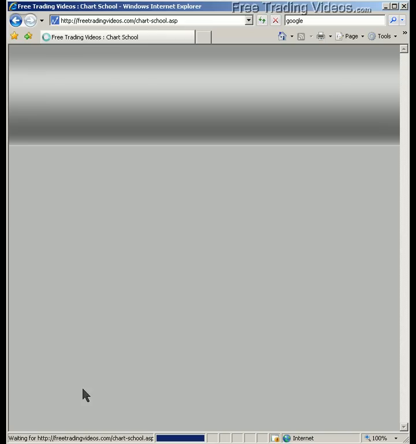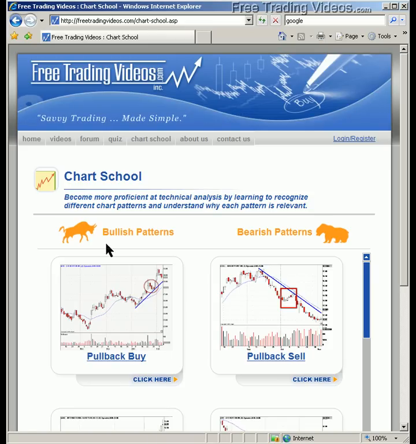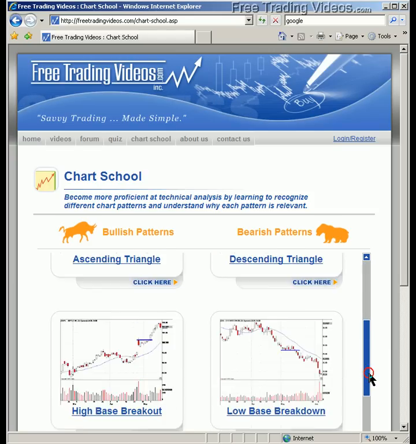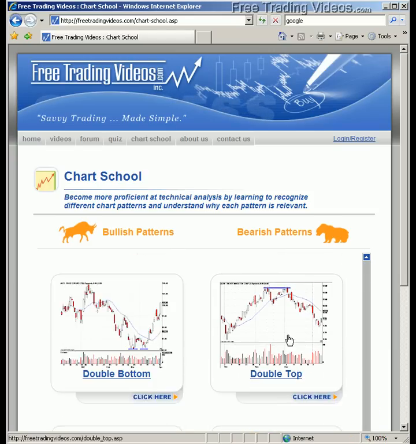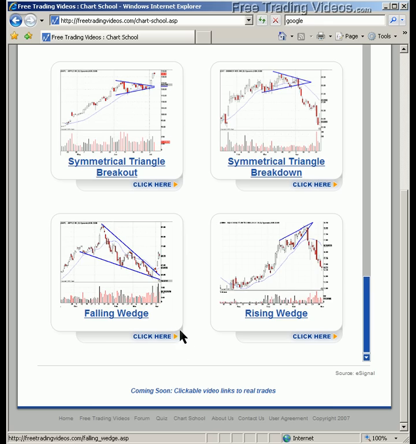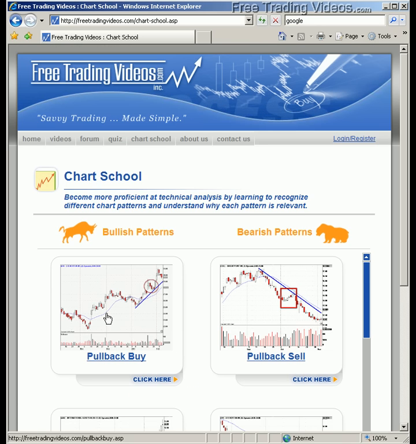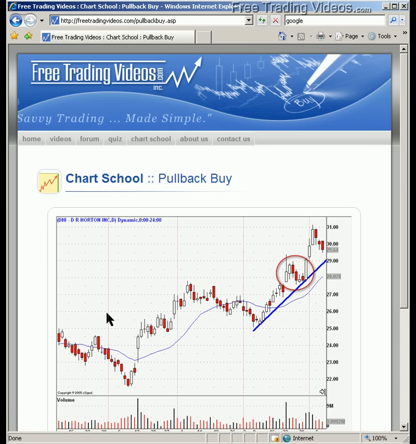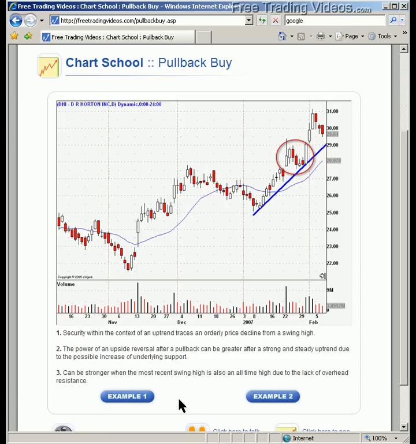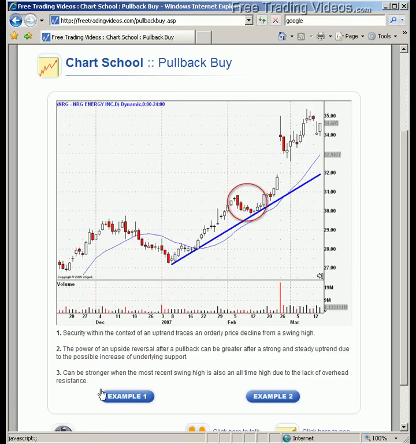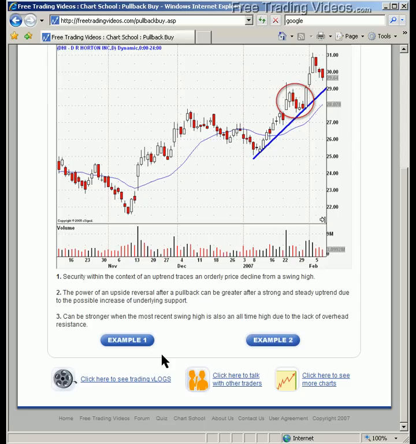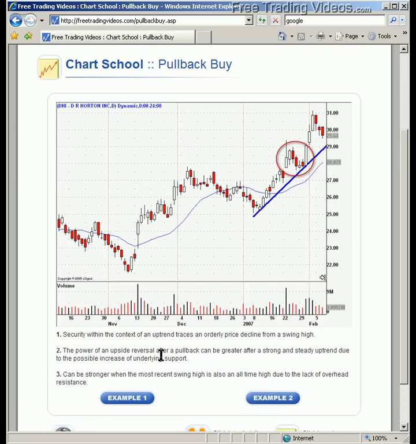So under the chart school, there are all the bullish patterns on the left and the bearish ones on the right. Of course, there are many, many more patterns than this, but there's a very, very long list through here. And it actually goes all the way down. It's pretty awesome. So we're going to actually start with the first one. So the pullback buy. Click on that. You'll see a picture of that. And there's a couple of examples. So you can click on the different examples. And there's some words down here as well.